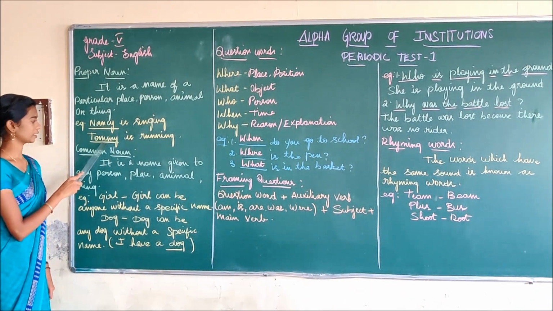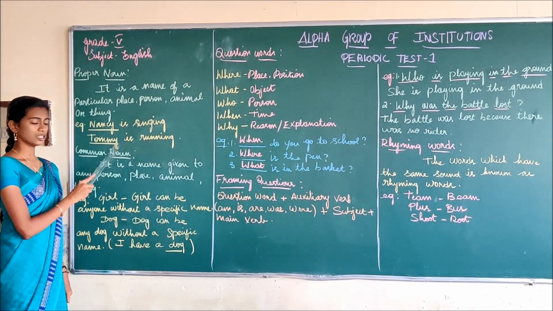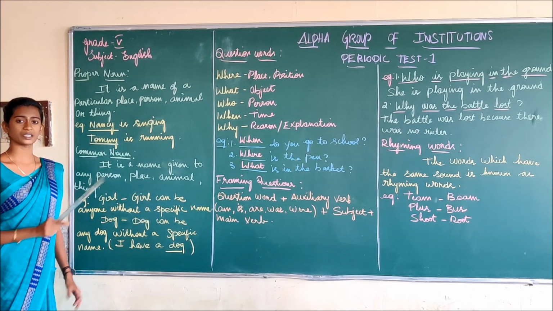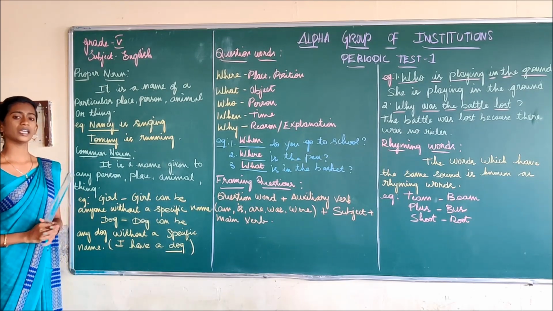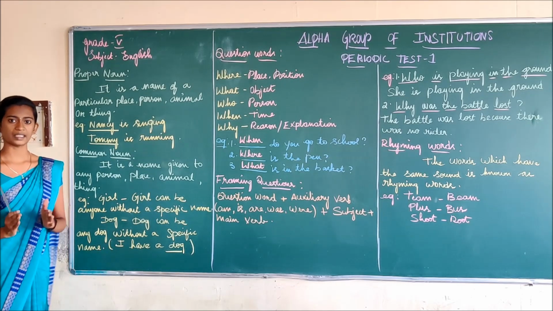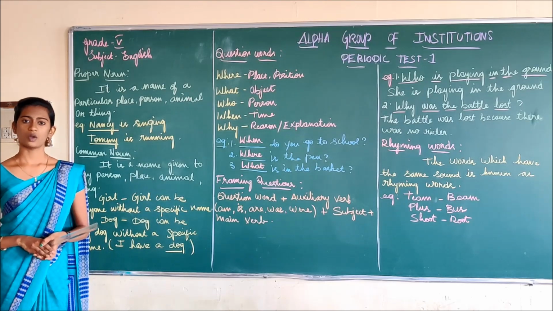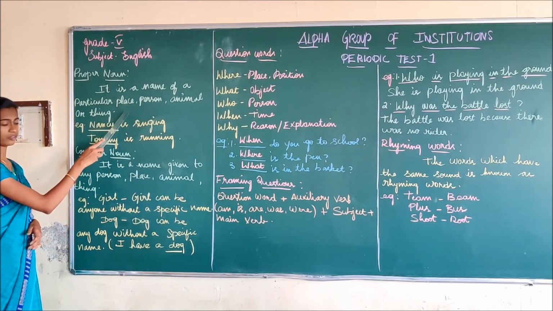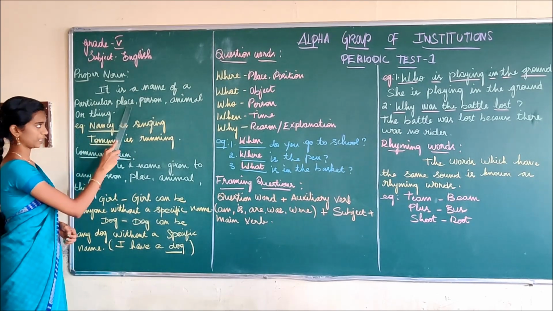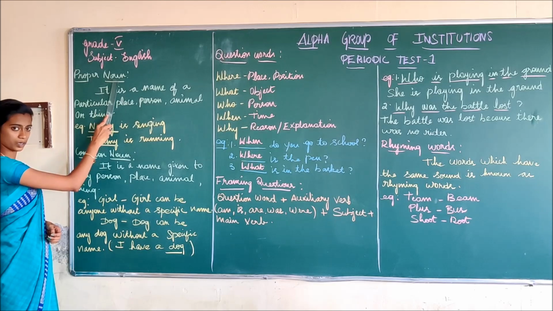Second example. Tommy is running. So Tommy is a dog. The dog has been given a particular name. So it is known as the proper noun. If the word has been given a particular name or a specific name, it is known as the proper noun. Shall we read the definition? It is the name of a particular place, person, animal or thing. It is known as the proper noun.